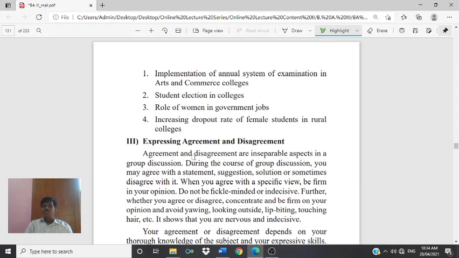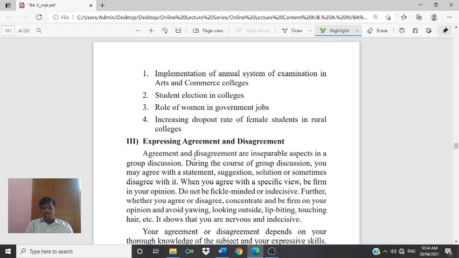We will stop here, and in the next session we will continue with expressing agreement and disagreement. This is also a very important subtopic, because in a group discussion it is not the case that all the time we agree or all the time we disagree. Many times we agree with certain things, many times we disagree with certain things. So how to express agreement and how to express disagreement, we should learn that also.